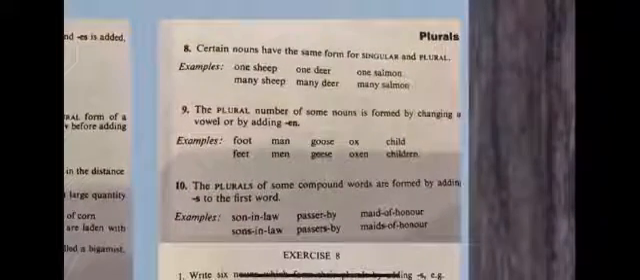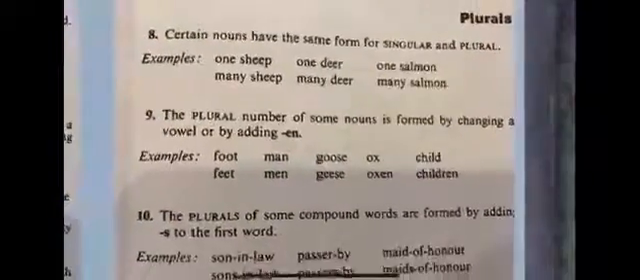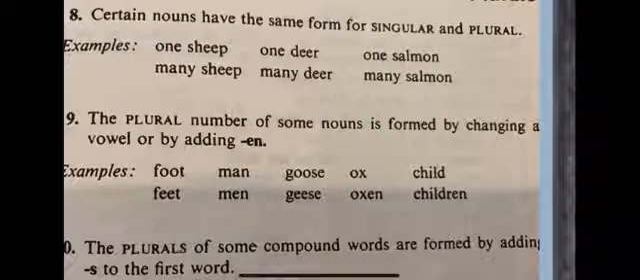Coming to the next page, it's written certain nouns have the same form in singular and plural. Now there are some nouns that have no separate plural form. We use them for both plural and singular. Like one sheep, many sheep. We will not say sheeps. If there are more than one, then again it's sheep. Deer, many deer. One salmon, many salmon. Salmon is a kind of fish.